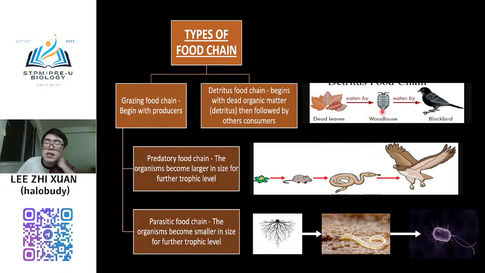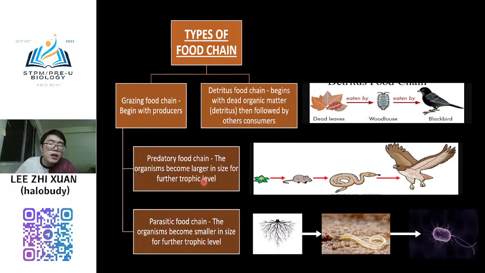Normally it is eaten by the woodlouse, and then the woodlouse can be eaten by the bird. So the main difference is that the beginning of the food chain is different. For grazing, it begins with plants. For this detritus one, it begins with dead organic matter. Okay, and then the grazing food chain proceeds to two different types: either predatory or parasitic.